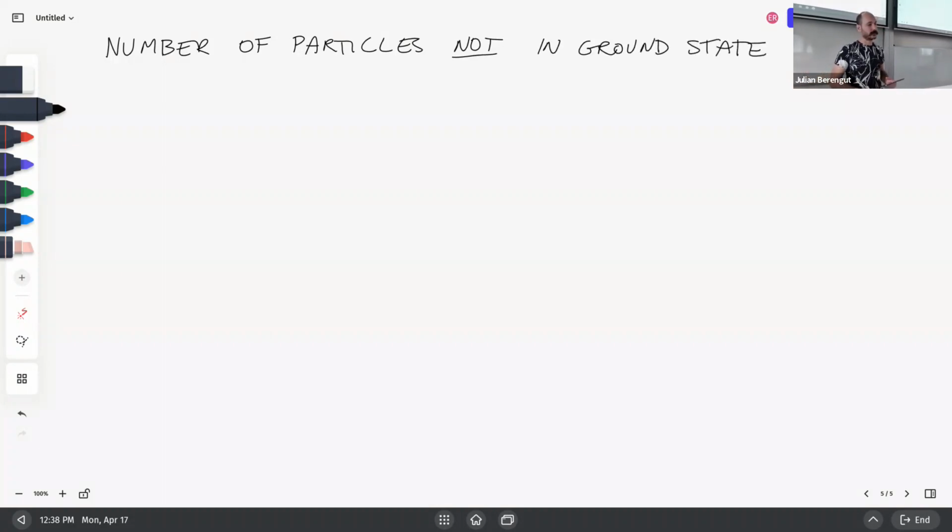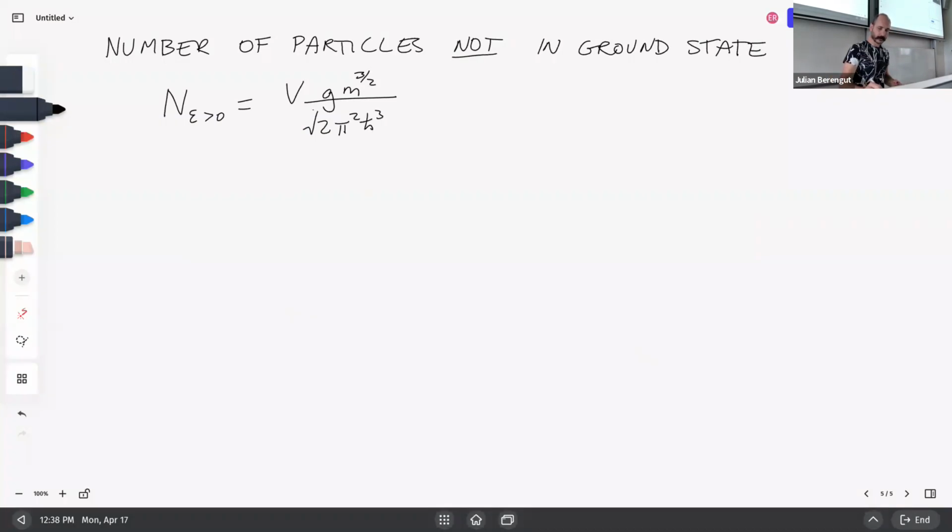We can definitely know exactly where they are. Statistical physics, absolutely. Where are they? The number of particles with epsilon greater than 0 is V g m to the 3/2 over √2 π squared ħ cubed, times kT to the power of 3/2, times the integral from 0 to infinity. I've written in terms of x here again. That's okay.